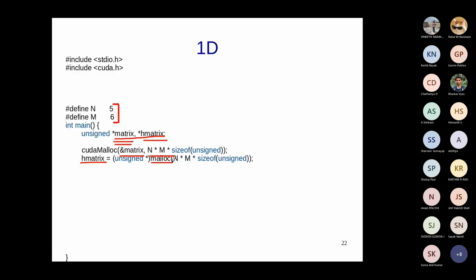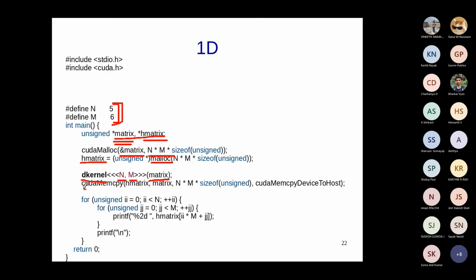After this, I need to initialize the variables. That initialization I can do directly inside the D kernel, where I'm going to pass two parameters, n and m. These are small values, but you can increase them and the code will still work. To that, I'm going to pass a pointer to the GPU memory array, which is matrix. Once I have done that, I'm going to copy from matrix to H matrix, which requires cudaMemcpy. From matrix to H matrix, n into m elements, from device to host, that is from GPU to CPU, and then I'm just going to print it.